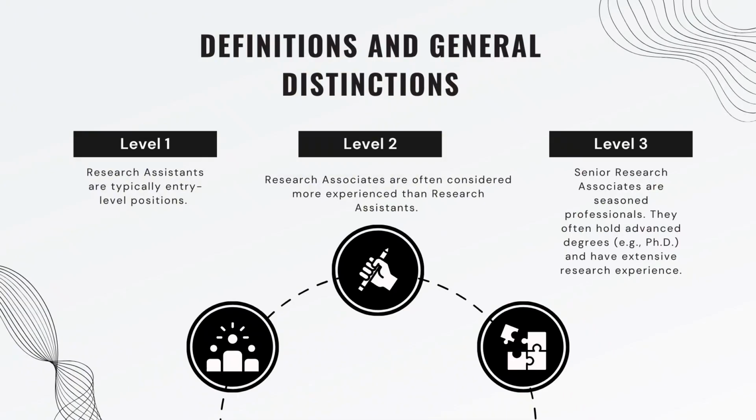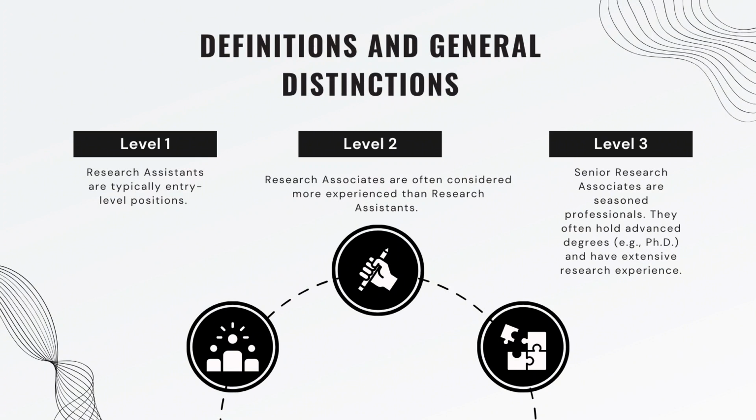There are different types of research assistant. They are level 1, level 2, and level 3, and each has its own responsibility and function in the research team. Level 1: research assistants are typically entry-level positions. They help with research tasks, data collection, data entry, literature reviews, and basic experiments.